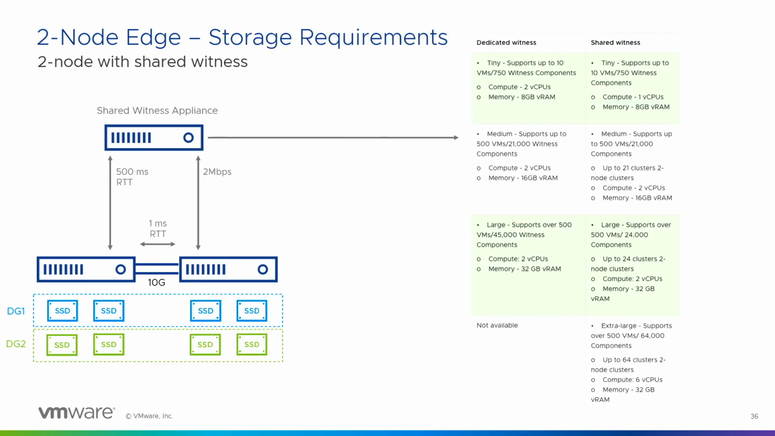This is just a summary of everything we talked about. If you don't have a local host as a local witness host, and you want to use a shared witness appliance, then these are the minimum requirements you have to meet. Specifically, the largest VM appliance supports up to 64 vSAN clusters, and then the round trip time you need, from a latency perspective, from your data plane node at the edge to the shared vSAN witness is 500 milliseconds round trip, and that should be, I think, more.